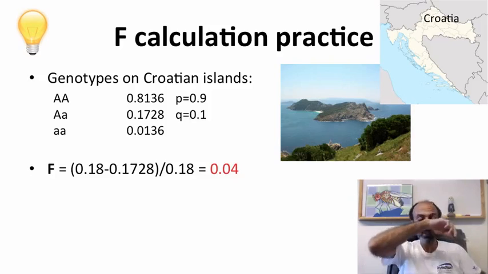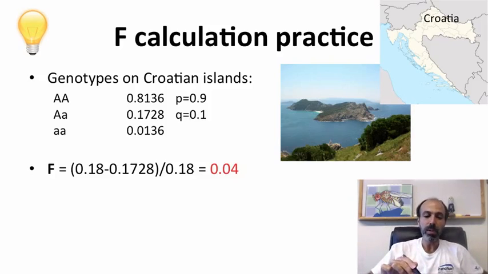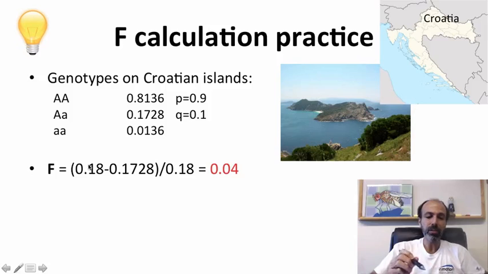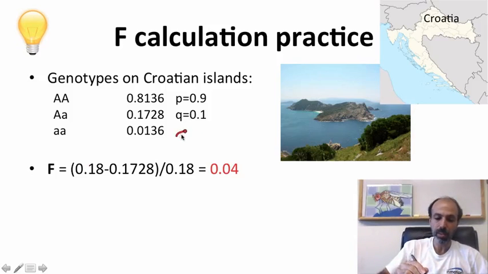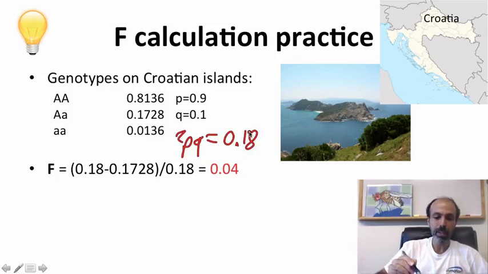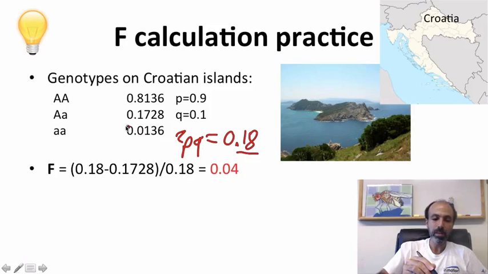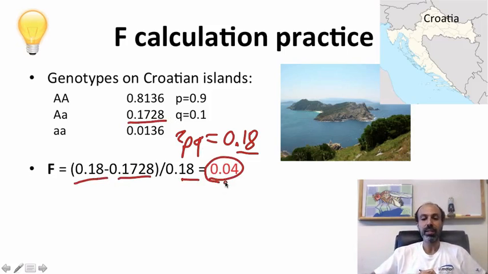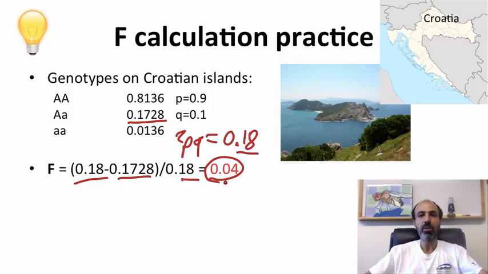And from that, we calculate the expected heterozygote frequency. So it would be 0.9 times 0.1 times 2, which would be 0.18. That is your 2PQ. I'll write that in there just so you see it. 2PQ is equal to 0.18. So this is our predicted. This is our observed. So our predicted minus observed over predicted. In this case, the estimated inbreeding coefficient for these Croatian islands is 0.04.